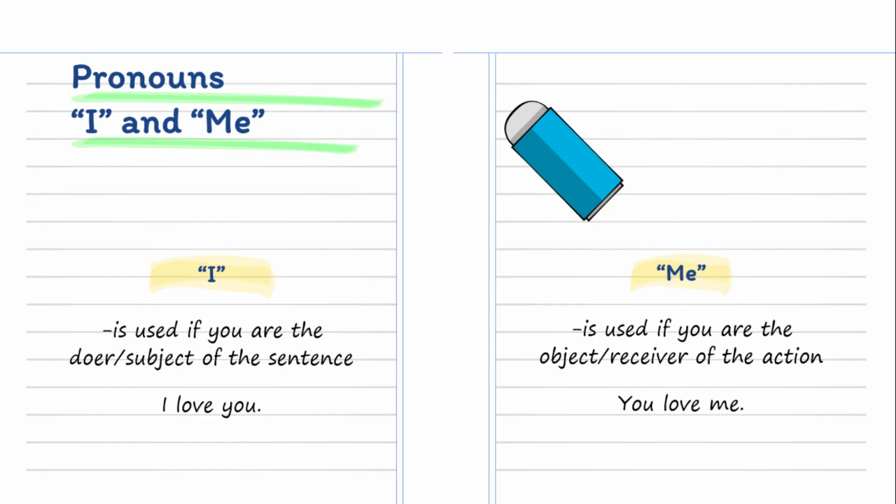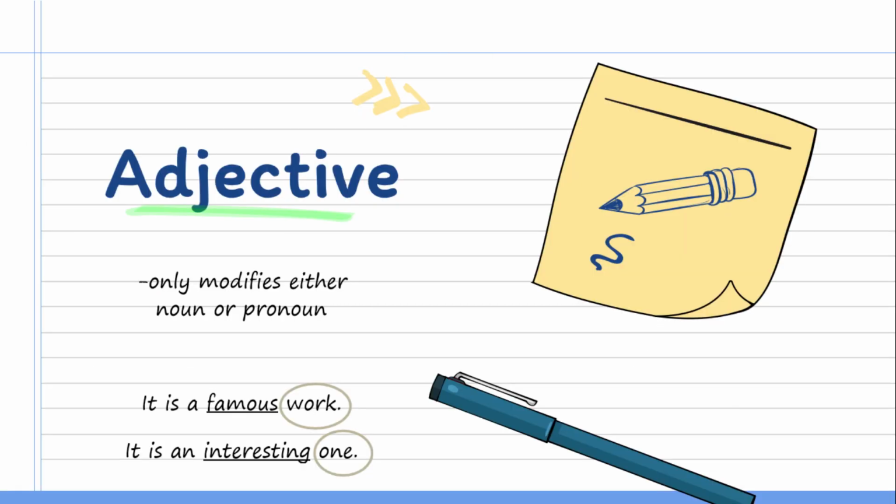First, let's talk about the pronouns I and me. The pronoun I is used if you are the doer or the subject of the sentence. Example, I love you. Me is used if you are the object or the receiver of the action. Example, you love me.